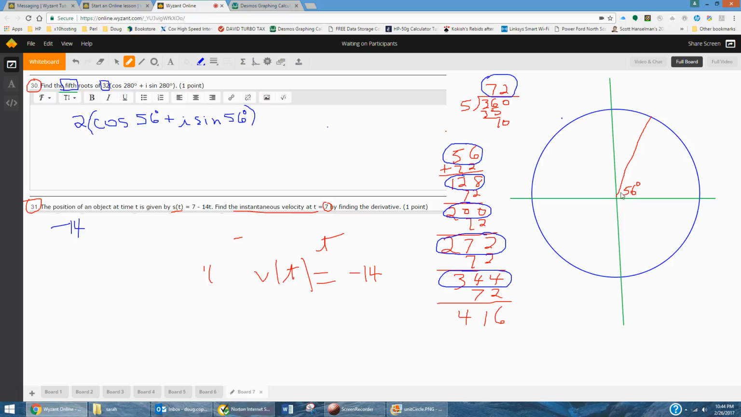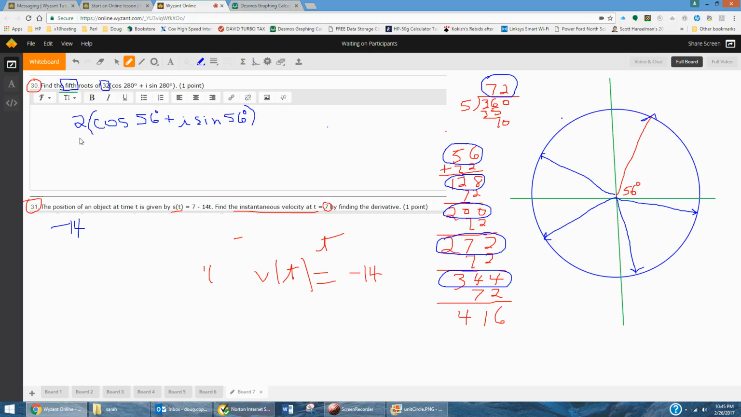So I add 72 to 56, which takes me to 128, which is over in here somewhere. Then I add 72 to 128, which is 200, which is down in here somewhere. Then I add 72 to 200, which is 272. Then I add 72 to 272, which gets me to 344. And there's the 5 pieces of the pie. 1, 2, 3, 4, 5.